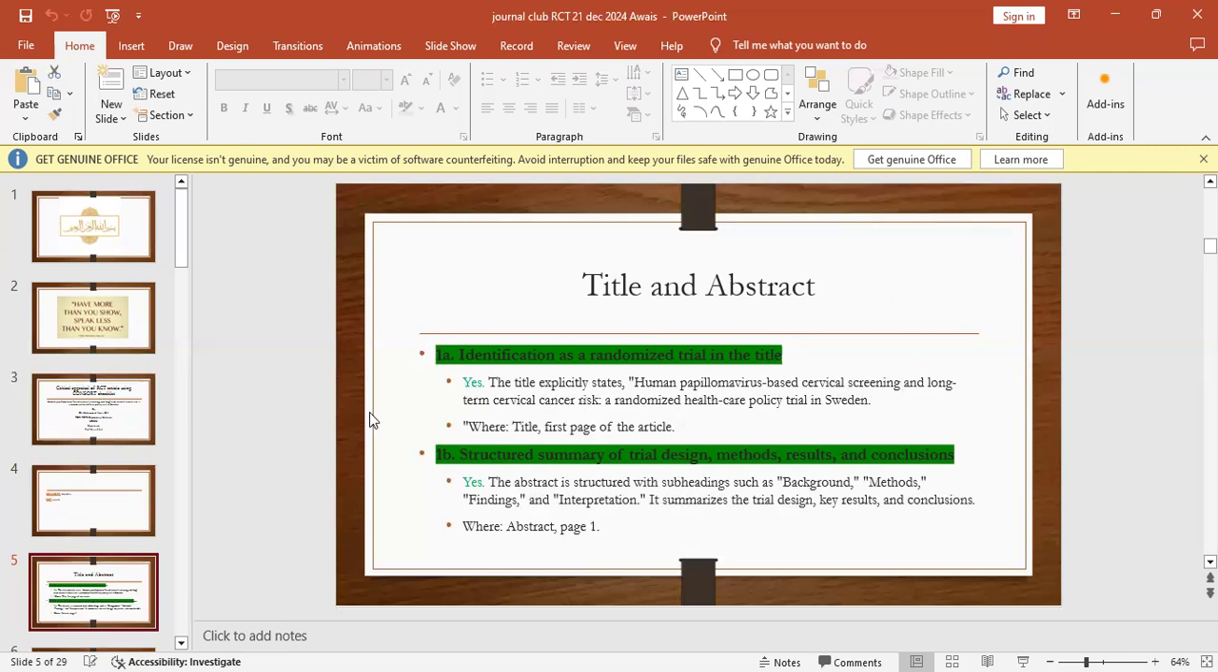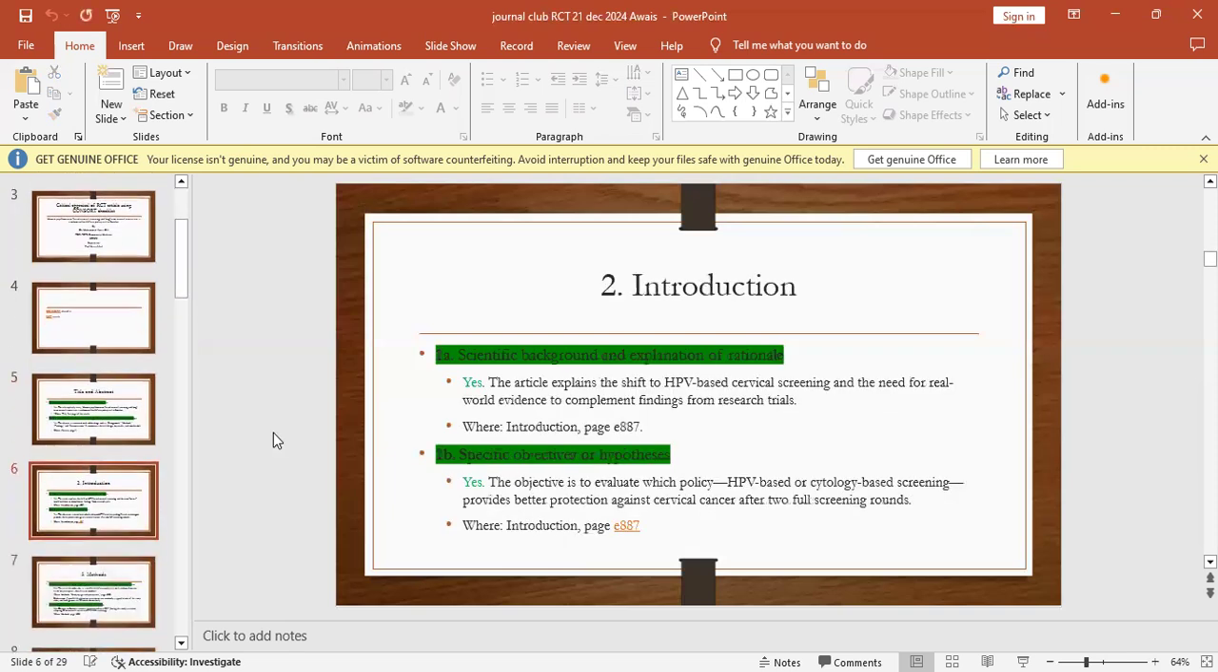Yes, the title explicitly states human papillomavirus based cervical screening and long-term cervical cancer risk, a randomized healthcare policy trial in Sweden. In the next point, we have to state whether there is a structured summary of the trial design, methods, results, and conclusion. The abstract is structured with subheadings such as background, methods, findings, and interpretation. It summarizes the trial design, key results, and conclusions.